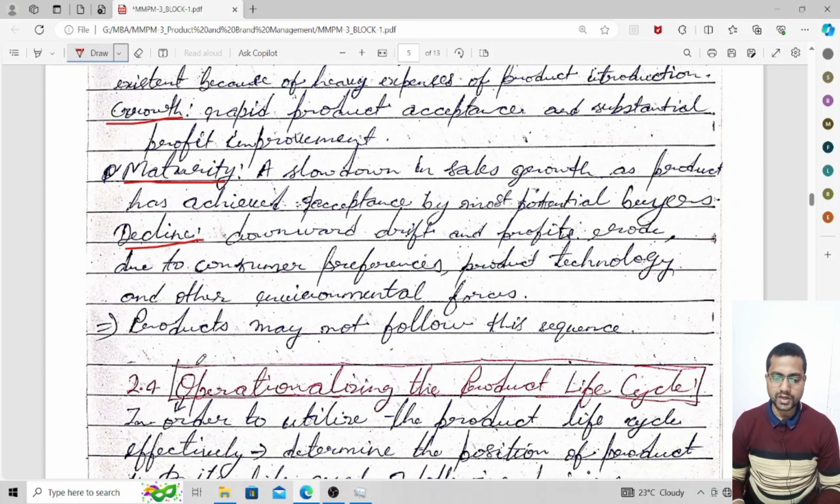And here one point is written: the products may not follow this linear sequence. In this linear sequence, first is introduction, then growth, then maturity, and then decline. So four stages are there. It may be possible that a product may not follow this sequence of introduction, growth, maturity, and then decline.